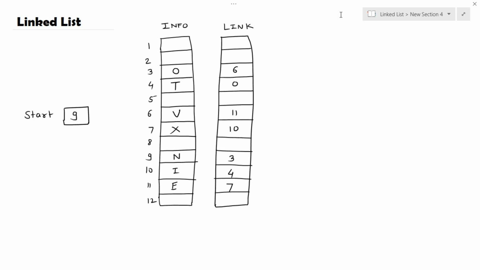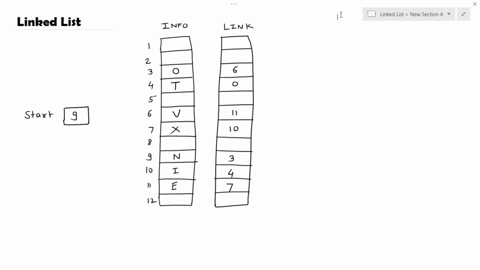Now let's see how it is actually implemented in memory. So this is one example I have given. There are two columns, as you can see. The first one is info, or we can call it data, and the second one is link. Each node consists of data and link. So here is one column of info or data and the other column of link. Now there is a start node, which, for example, I consider as 9. We are going to discuss how these links are connected to each other.